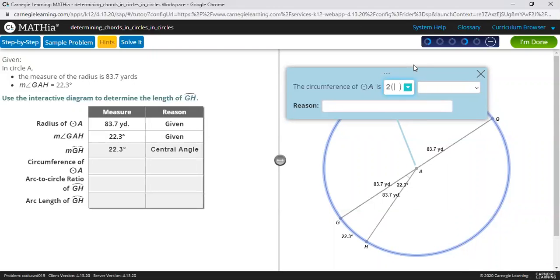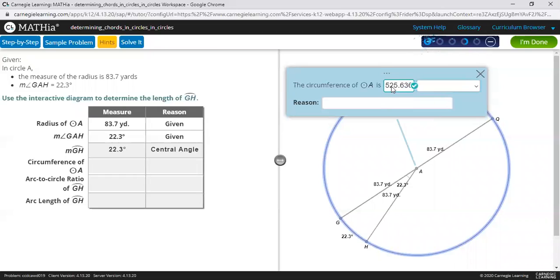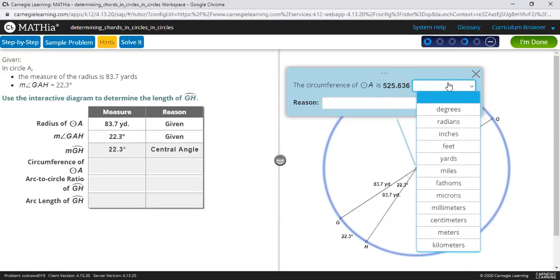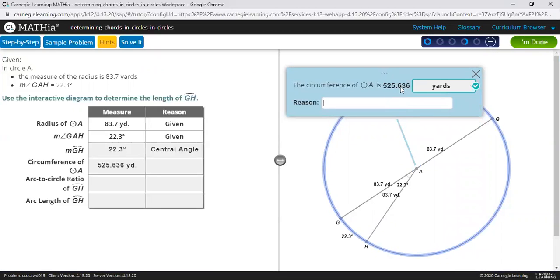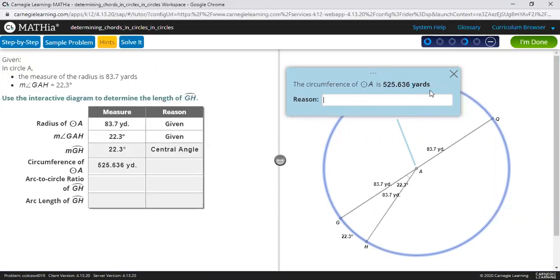I'm going to do 2 times the radius, 83.7, times pi, 3.14. And it will calculate your circumference for you. This is where it's very important to be careful. When we calculate the circumference, remember we are talking about the length around. The radius was given to us in yards, so the length around this circle is going to be 525.636 yards. Okay, so this is a large circle here.